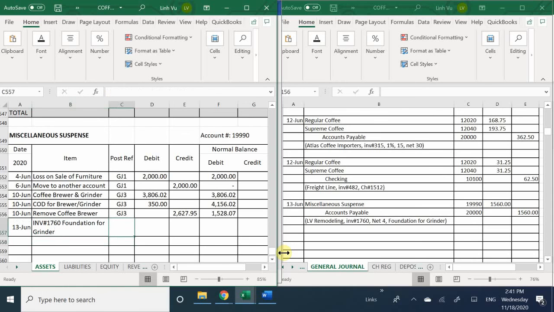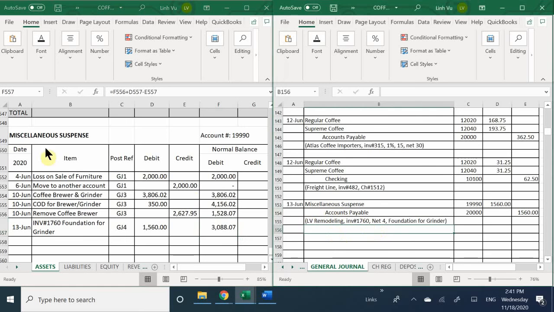Okay. General journal number 4, we're still on 4. And now I'm going to increase my account by $1,560, bringing my new total cost to $3,088.07. Good. So that's how much my coffee grinder is worth right now. Now we still have one more thing left, which is the electrical work. Once we receive the bill for the electrical work, then we can place it here and be able to move our asset out of miscellaneous suspense. But we've got to wait for that bill.